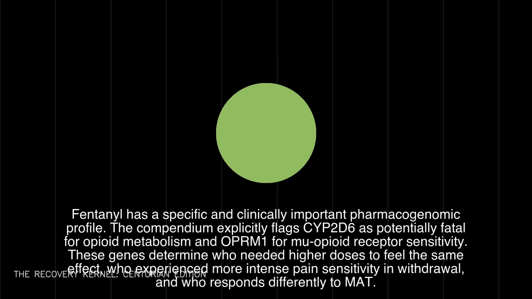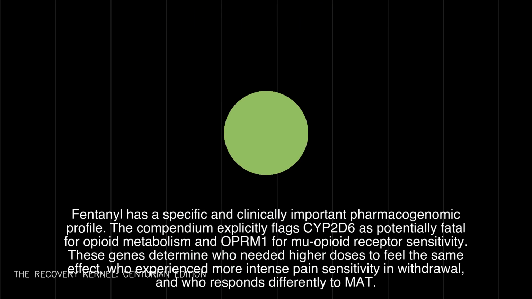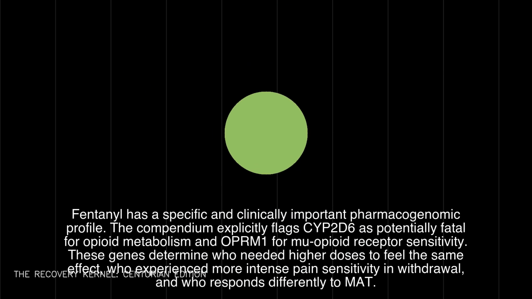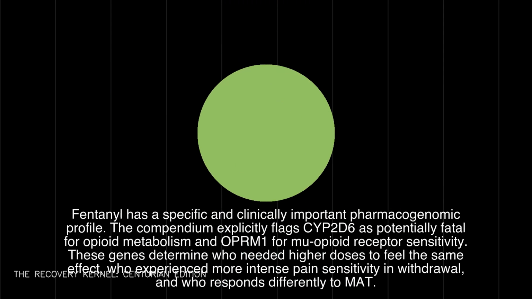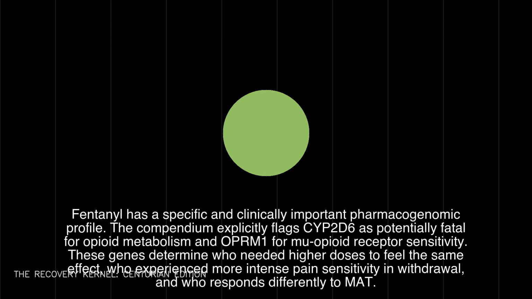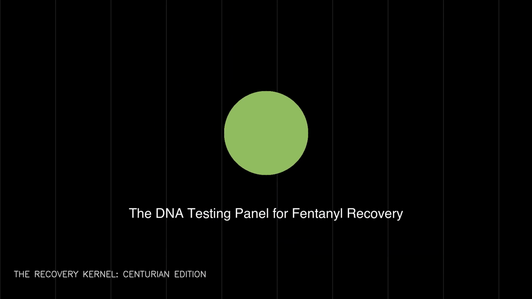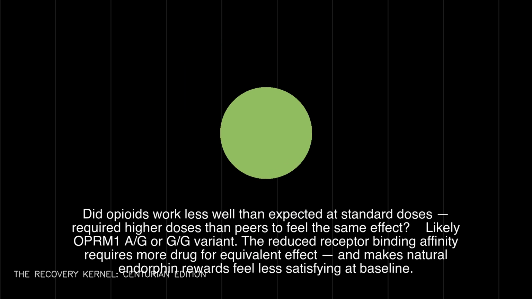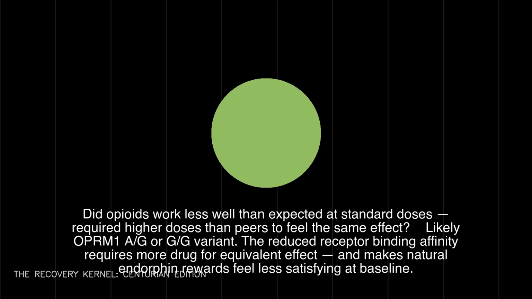Phenotyping without testing. Did opioids work less well than expected at standard doses, requiring higher doses than peers to feel the same effect? Likely OPRM1 A/G or G/G variant. The reduced receptor binding affinity requires more drug for equivalent effect, and makes natural endorphin rewards feel less satisfying at baseline.